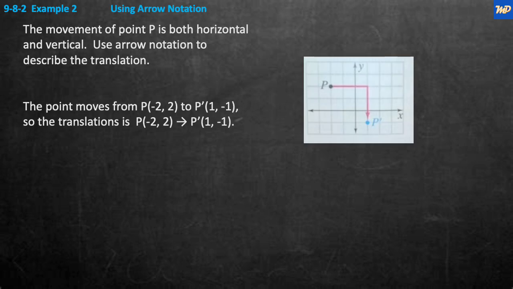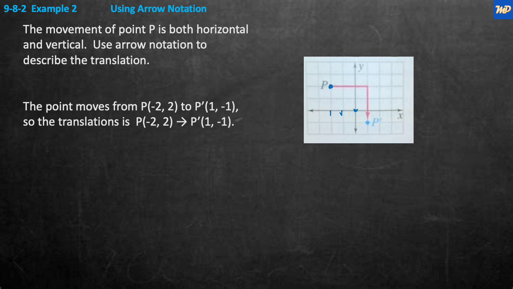So let's give it a try. The movement of point P is both horizontal and vertical. Use the arrow notation to describe the translation. Okay, so they're showing you here that the point moves from P of -2, 2. So where are we at? We're at -2, 2, right here, P. Right, there's P. So that's -2, -1, -2, because this is 0 right here. And 2 positive for Y.